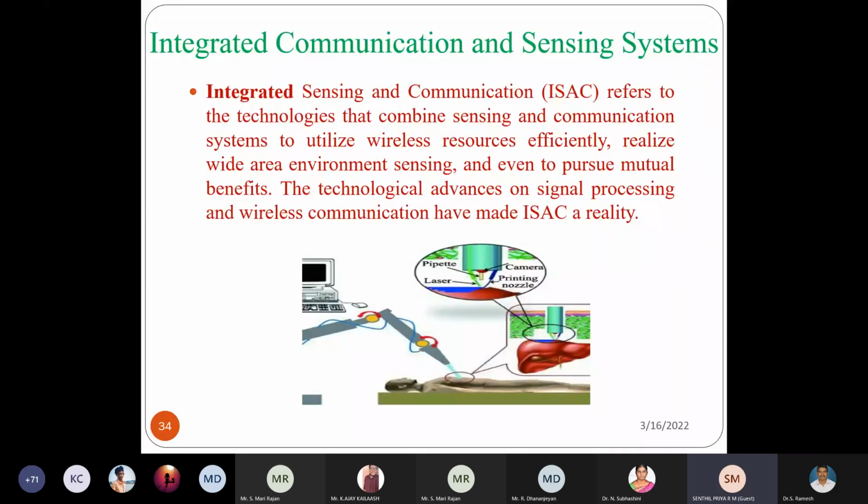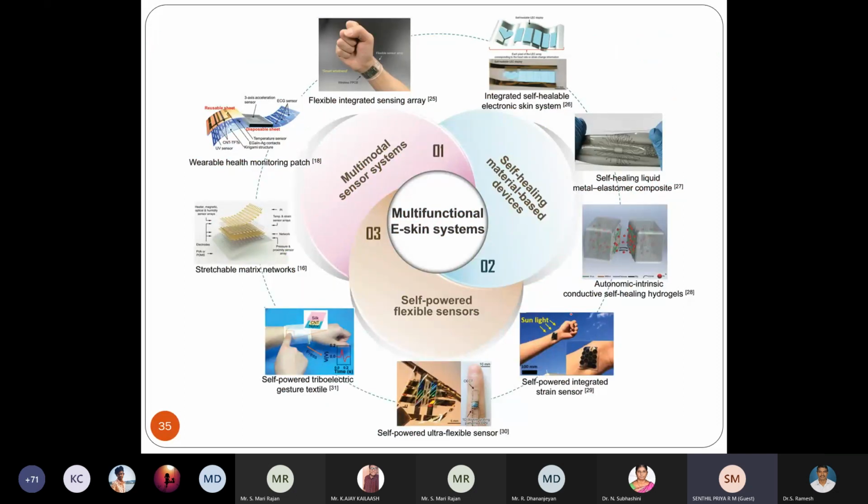And integrated communication and sensing systems are another technology, where systems, sensors and circuits are integrated with the wireless system. You can see here in the image a laser, camera and nozzle, everything integrated in one place for operating highly sensitive devices. Here we have a lot of integrated electronics, like flexible integrated sensing arrays, integrated SIM systems, healthcare monitoring with a sheet system, and CNT, carbon nanotubes, used for gesture textile technology. Ultra flexible sensors and sunlight-observation integrated strain sensors are also there. These all come under integrated communication sensing systems.